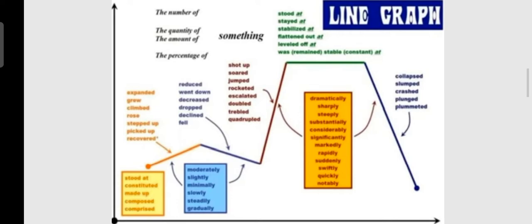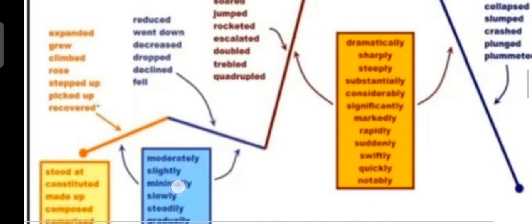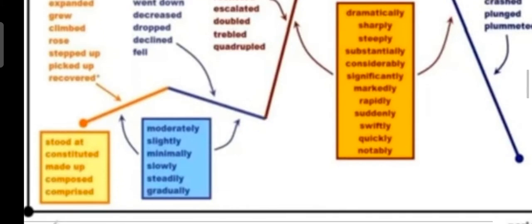Like we can start with the number of something, the number of people drinking pure water. Now if we want to say increase, so they are substantially increasing, they are decreasing, they are stable, whatever it is given, we can start with this. Suppose it is a red dot. So for the red dot we can use stood at, constituted, made up of, composed, comprised. Okay, we have to start writing the paragraph.